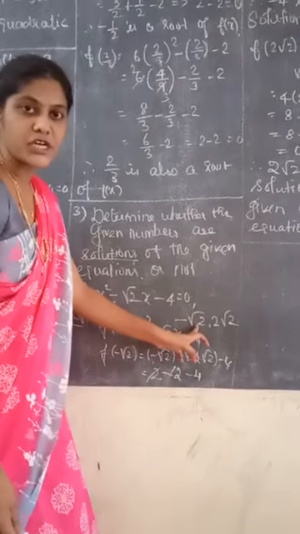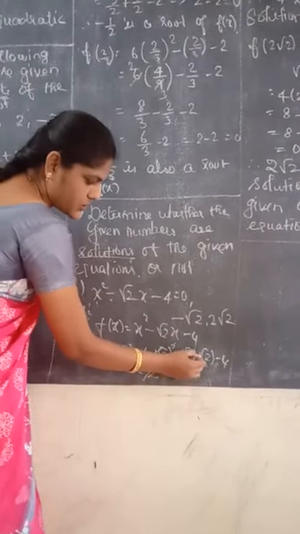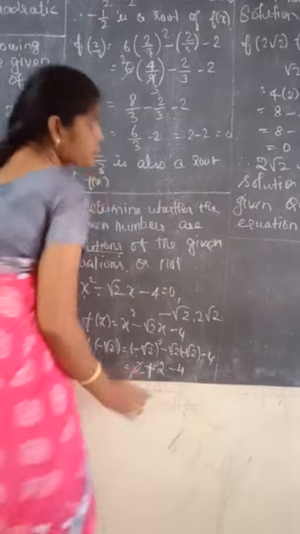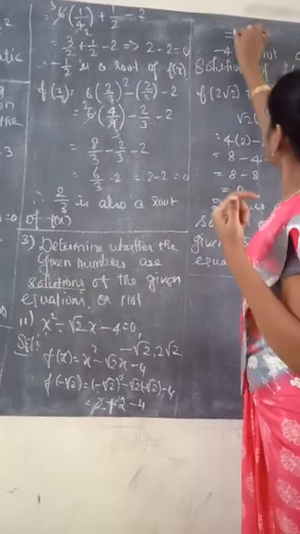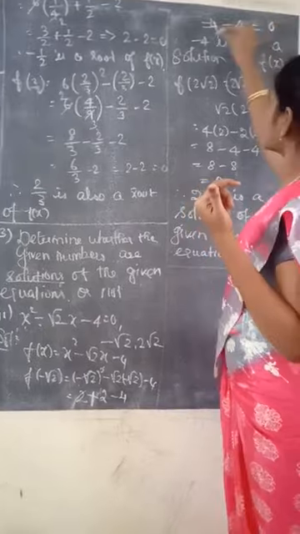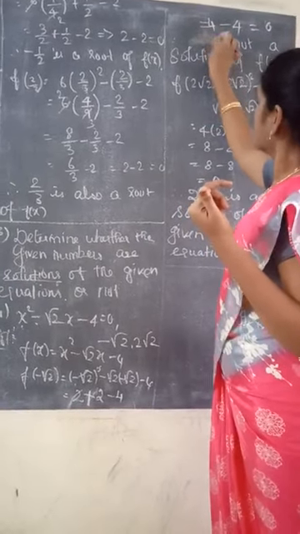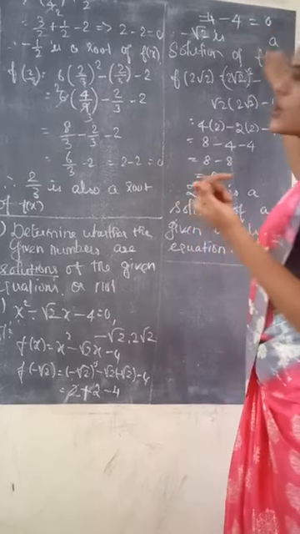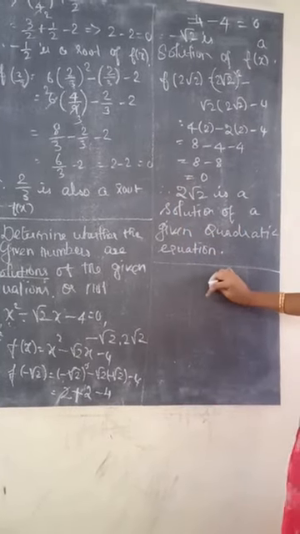But listen, here the question is minus root 2. I substitute plus 2 here. So minus into minus plus 2. So next 2 plus 2, 4. So 4 minus 4 equal to 0. So minus root 2 is a solution of f of x. Then this one is over.